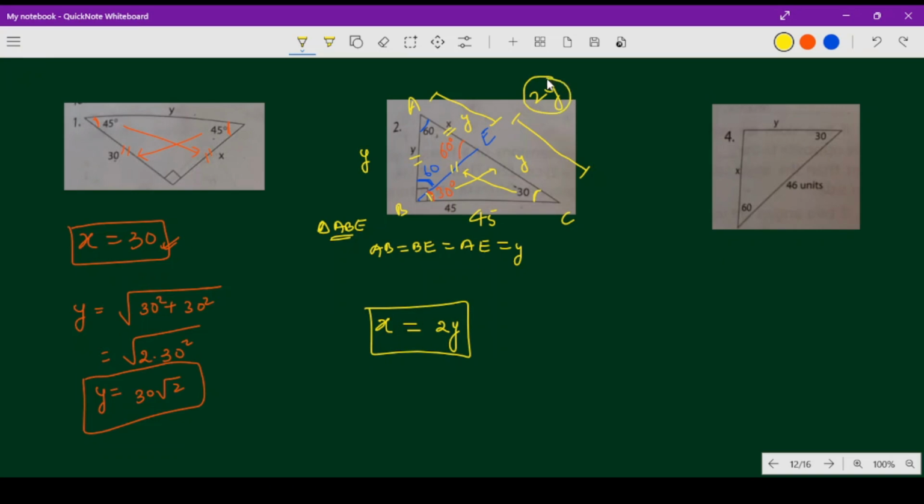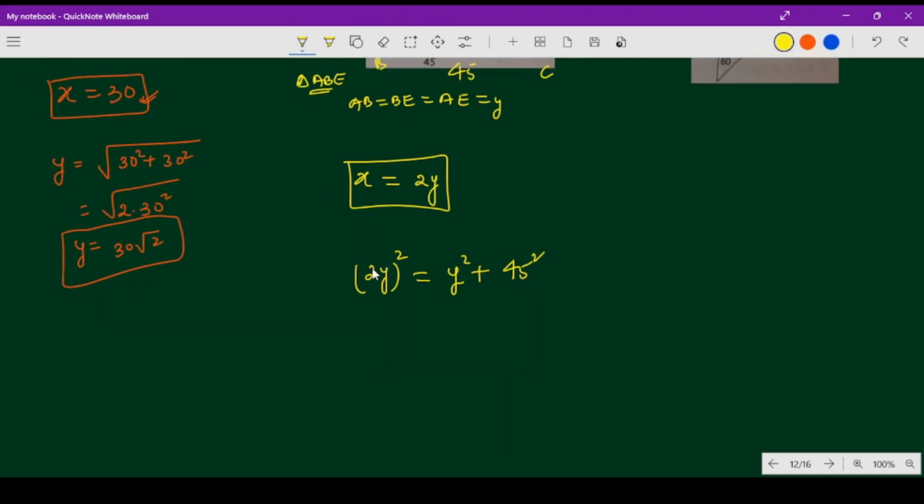Now, if we use the Pythagoras theorem in this triangle ABC, as this is y, this is 45, and this is 2y, then we can find that the square of the hypotenuse, which is 2y over here, is equal to the sum of the squares of the other two sides. Upon solving this, we will get the value of y, and then we need to plug that value of y over here to get the value of x. So this is 4y squared, and if you shift this to the left, this is minus y squared. So this is equal, 3y squared is 45 squared. So y squared is equal to 45 by 3.